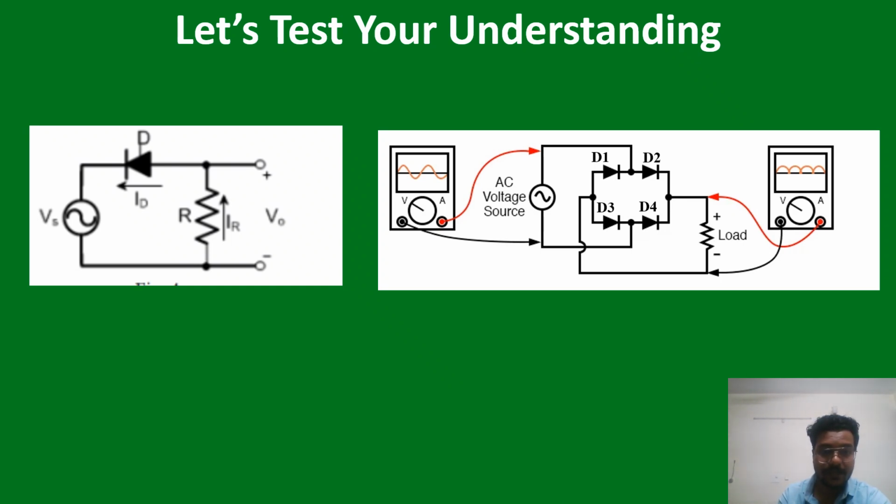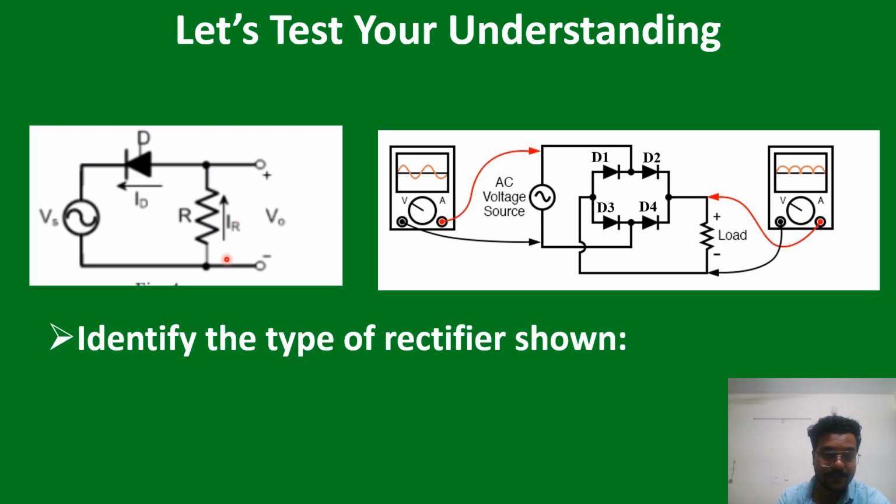So we can have different configurations for the half wave rectifier circuit and full wave rectifier. Let's test your understanding of whether you have understood this lecture properly or not. Can you identify the type of this rectifier? Whether this circuit will act as a half wave rectifier circuit or not. We have modified the diode connection here. We have reversely connected the diode. So by reverse connection, will this circuit act as a half wave rectifier or not?